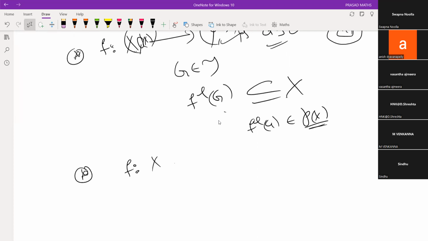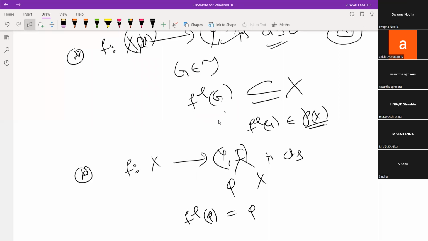Suppose you take any function from any space to an indiscrete space. It is always continuous. Why? Because what are the open sets in the indiscrete topology? Empty and y. What is the inverse image of empty? Empty, and empty is always an open set in x. What is the inverse image of y? It is x, by set theory. So x itself is an open set.